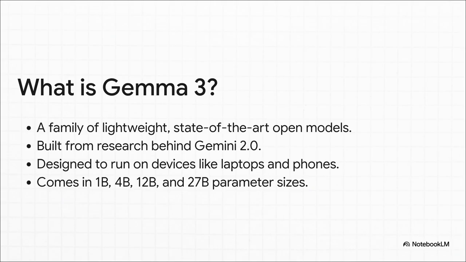So, what is Gemma 3 really? Well, it's actually a whole family of models. They're built from the same incredible research that went into Google's big flagship model, Gemini 2.0. But, and this is the key, they're lightweight. They're built from the ground up to run on stuff you already own, like laptops and phones. And you get this whole range of sizes, from a tiny 1 billion parameter model all the way up to 27 billion. That's awesome, because it lets developers pick exactly the right tool for the job.